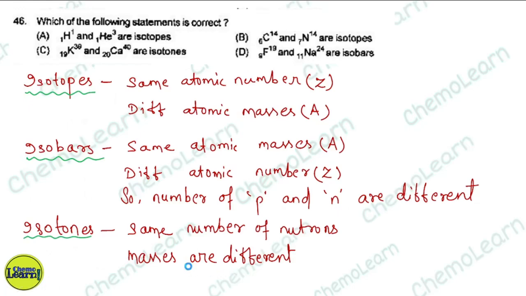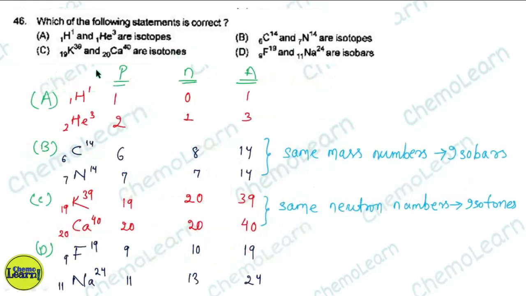So in these options we have hydrogen and helium, carbon and nitrogen, potassium and calcium, and fluorine and sodium. All we have to do is calculate the number of protons, number of neutrons, and mass number. We'll add the number of protons and neutrons and calculate the mass number. You can see for potassium and calcium the number of neutrons are the same, that means these are isotones. Option C will be the right one. Potassium and calcium are isotones.